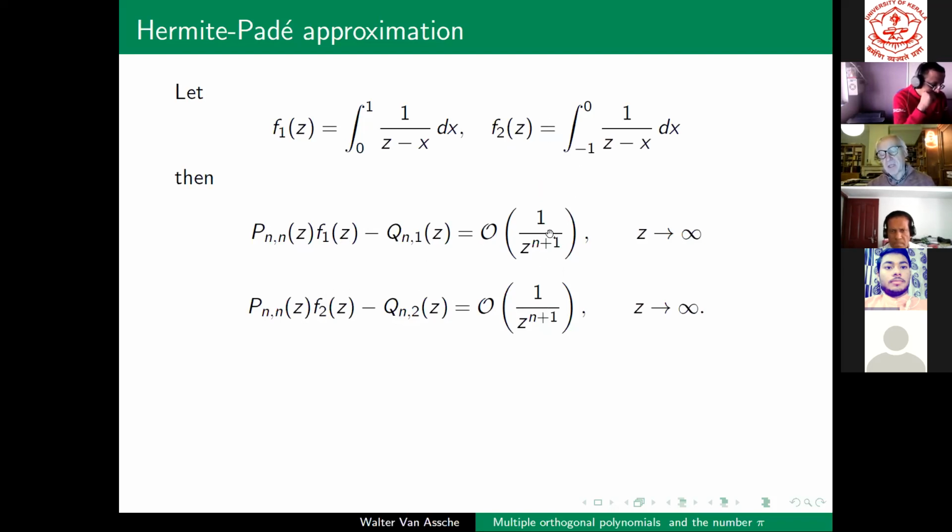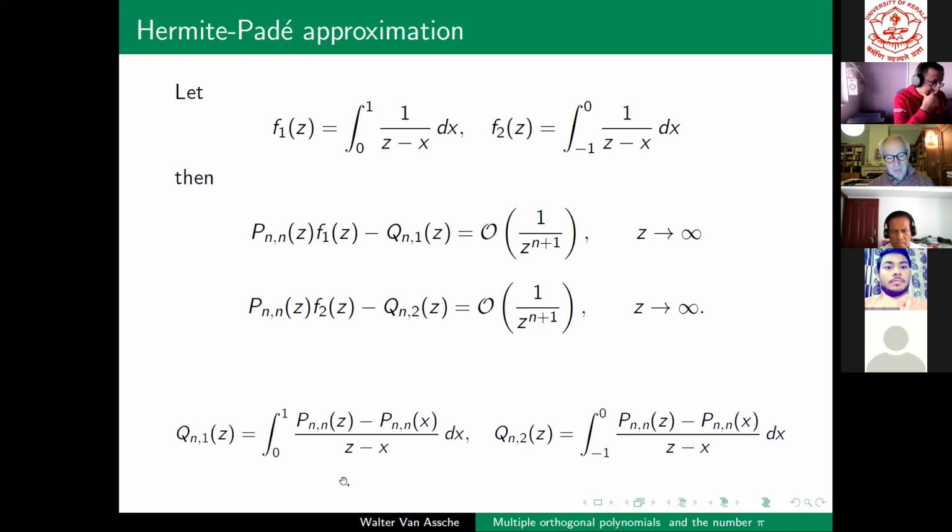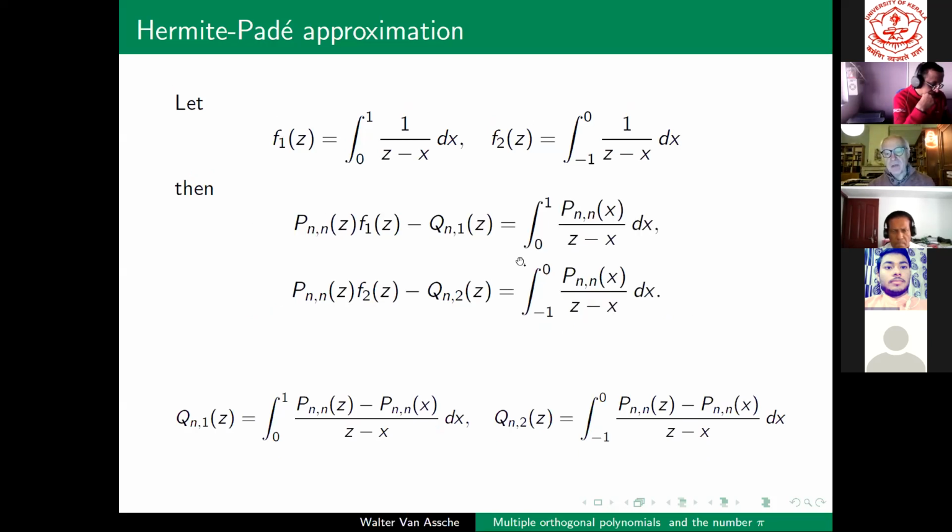You can find the polynomial Qn1 so that it's a good approximant for the first function, and you can find the polynomial Qn2 so that you get a good rational approximant for the second function. The approximation will be very close when z tends to infinity, of order n over here and order n over here. We can specify them in terms of that multiple orthogonal polynomial. Also for Qn2, there is this integral of this ratio, but now on the other interval. And you can also figure out what the error is going to be. The error is going to be such a Cauchy integral with a multiple orthogonal polynomial in the numerator, but integrated over different intervals. So this is the Hermite-Padé approximation.